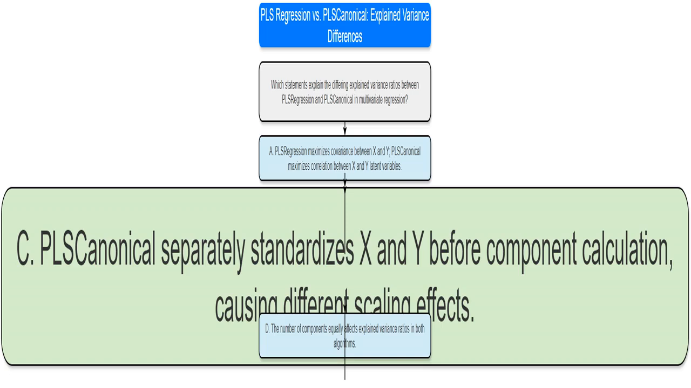PLSCanonical preprocesses the data by standardizing each dataset individually before calculations. This standardization changes the scales of each variable to a common reference point, mean of 0 and standard deviation of 1. This separate scaling isn't done in PLS regression, which explains the differing explained variances between the two methods.